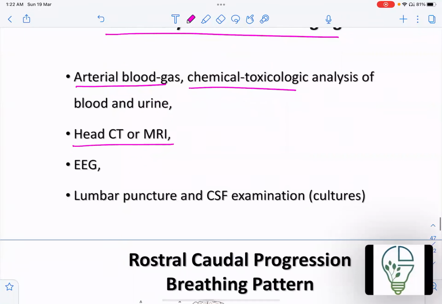You can do a head CT, MRI, an EEG, a lumbar puncture, and a CSF will help rule out anything like meningitis, etc. All right.